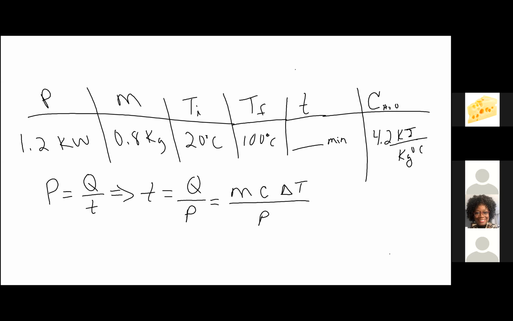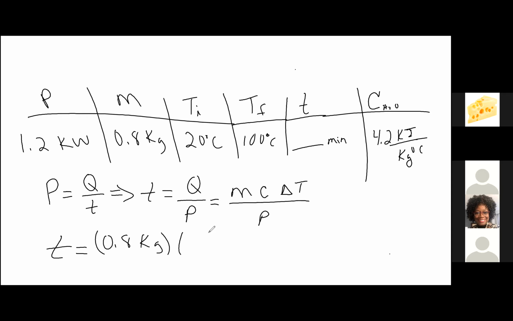Okay, so what's my time? How much time? Now the time is mass, which is 0.8 kilograms. Okay, mass.